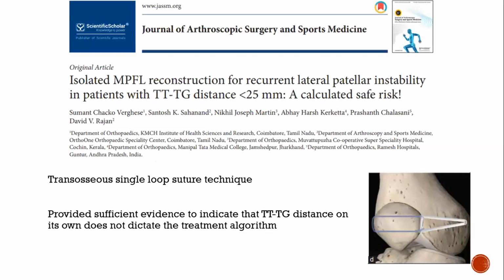This study in 2021 actually showed that it provided sufficient evidence that TTG distance on its own does not dictate the treatment algorithm. And it had 2 groups of treatments, one with TTG less than 20 and more than 20, and both of them performed with good functional outcomes at 1 and 5 years of follow-up.